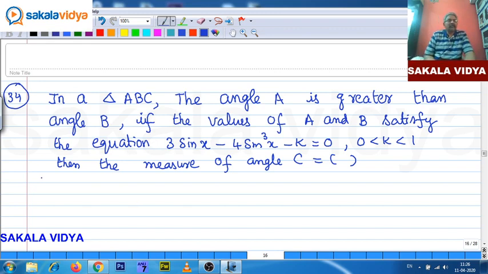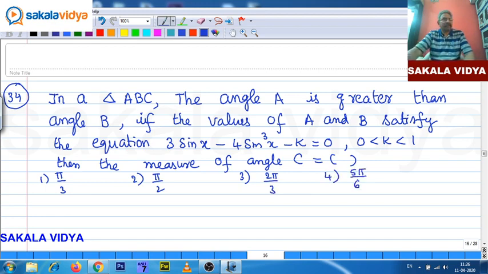Now the first option is pi by 3, second option is pi by 2, third option is 2 pi by 3, fourth option is 5 pi by 6. Okay, just think about this problem. Thank you, Sunita. Thank you.